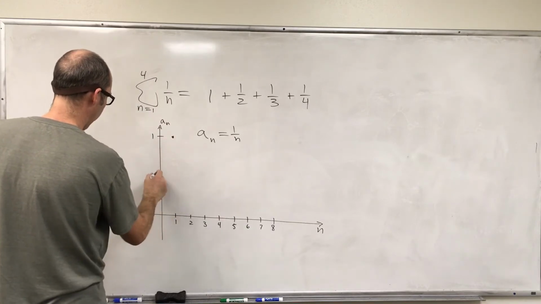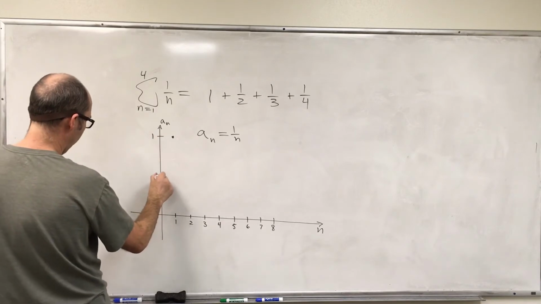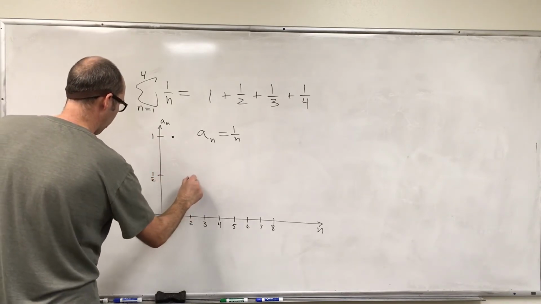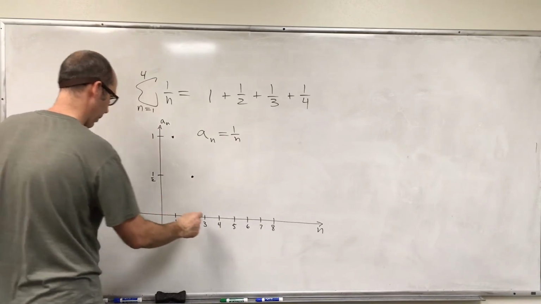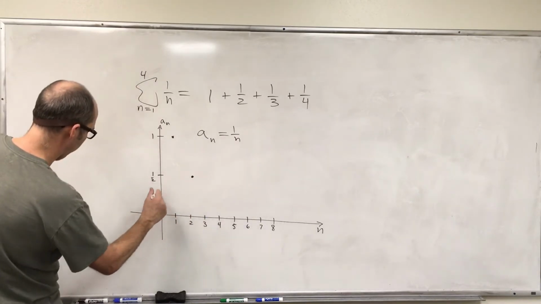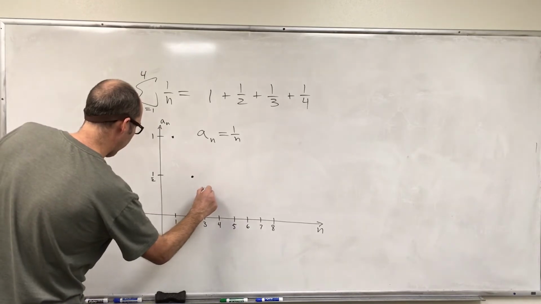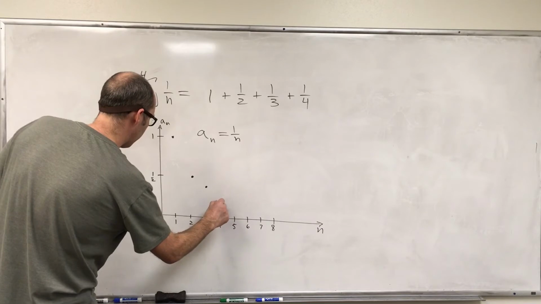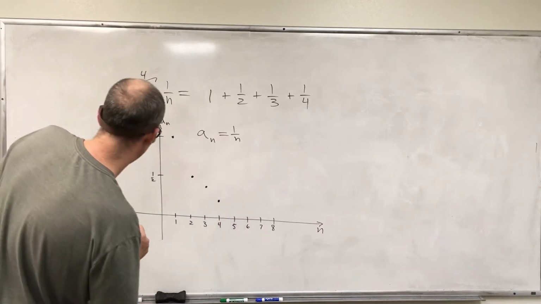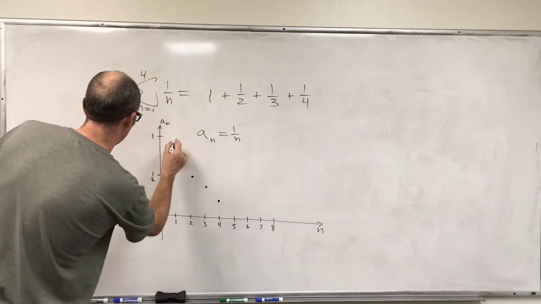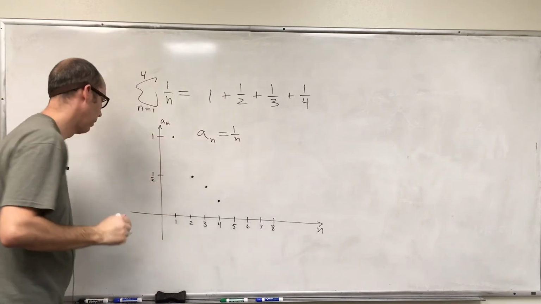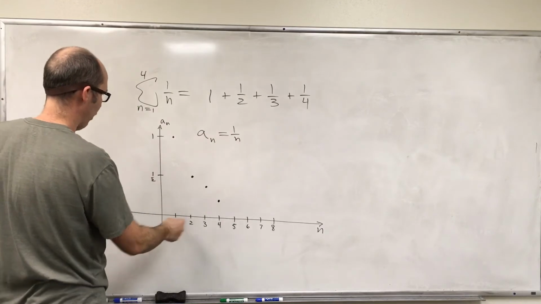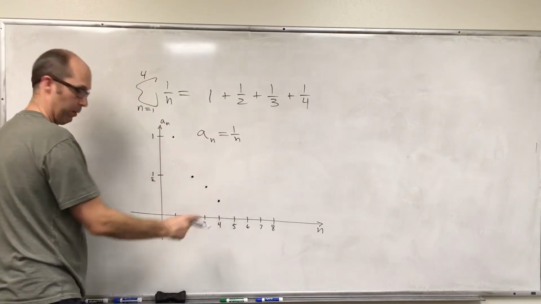All right, so you have 1 there, then halfway, let's say that's about halfway. 2 goes up to a half. 3 goes up to a third. 4 goes up to a fourth. Okay, something like that. All right, so now I've drawn the sequence an, 1 over n, the first few terms from 1 through 4.